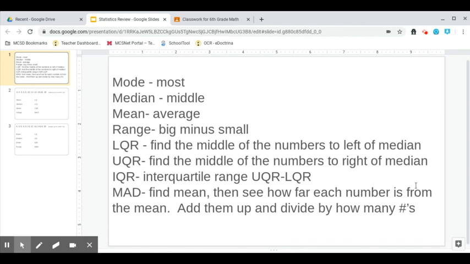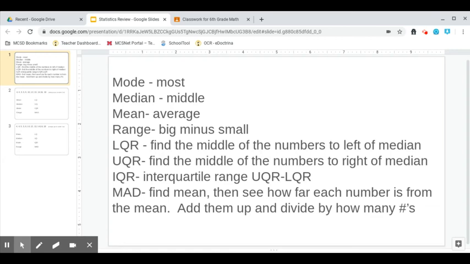Right, this is the last lesson that I'm officially going to do with you on new stuff that we have learned in the statistics unit. First of all, I'd like to go over all the definitions with you.